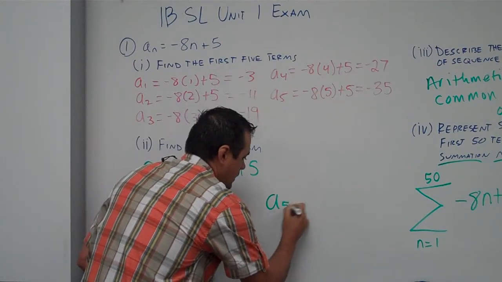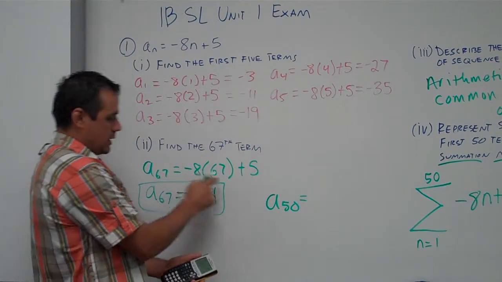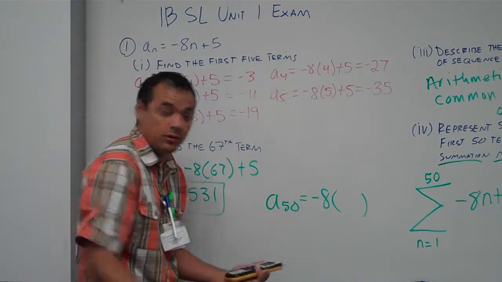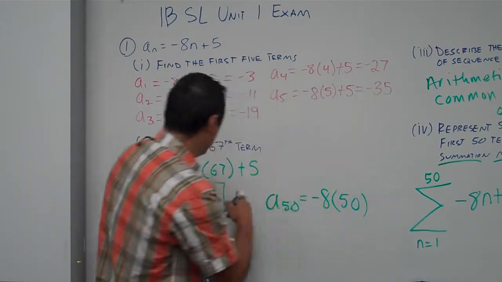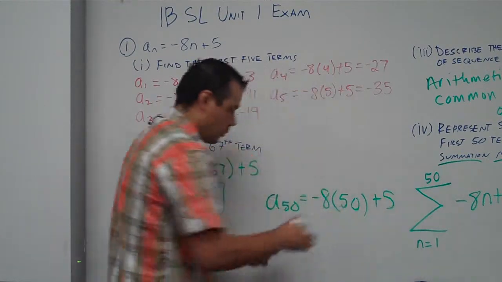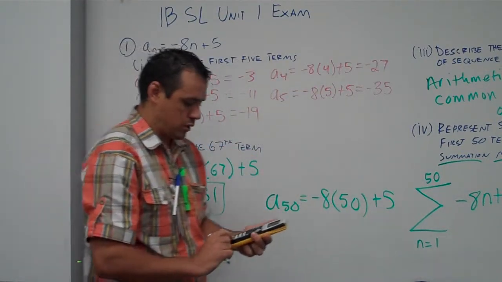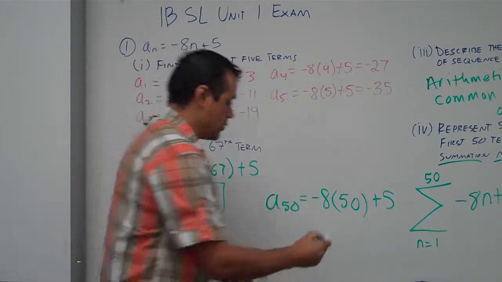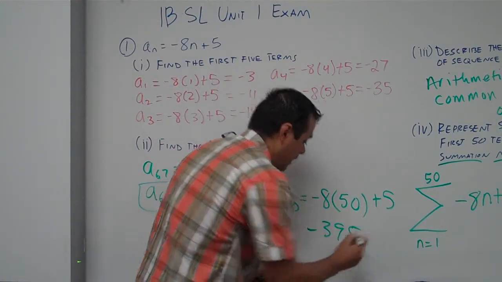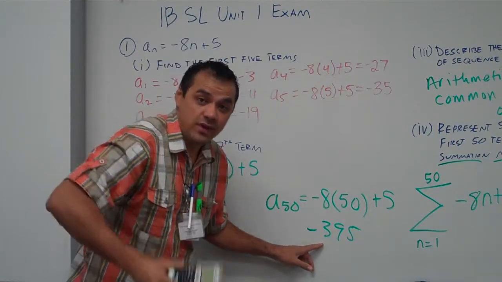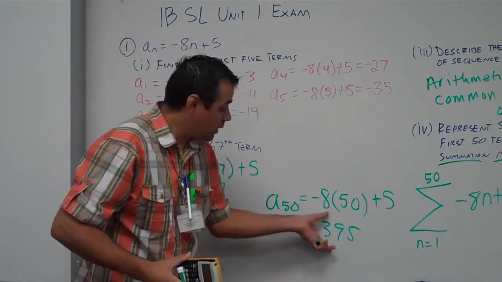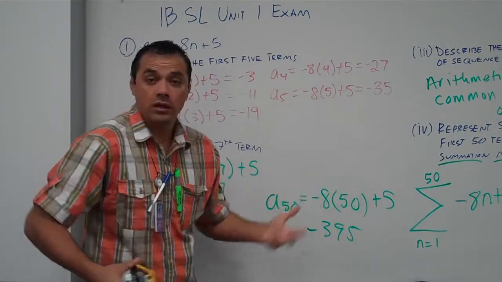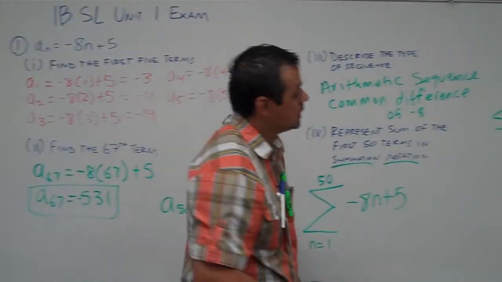So a sub 50 equals, let's see, negative 8 times n. But in this case, n is 50 because I want the 50th. What is the 50th term? Plus 5. So all we do, we multiply this. Negative 8 times 50 gives you a negative 400, plus 5 gives you negative 395. So this is my 50th term. So now all I'm going to do is take this number, plug it in my formula, do it all on the calculator, and we're done. So follow me over here, guys.